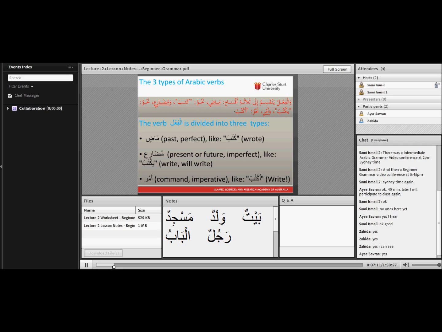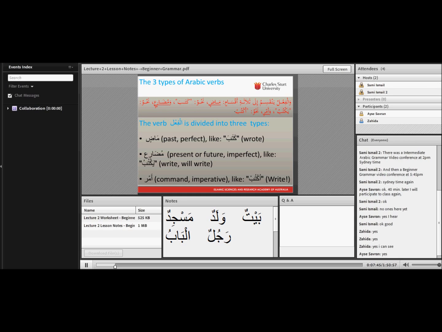The next category of a verb in the Arabic language, of a fi'l, is mudari', meaning the present or the future tense, imperfect. Like what? Like yaktubu, meaning he writes or he is writing, or even he will write. The perfect and imperfect means that in the past tense it says perfect, meaning it's already completed. The action is done and it's finished.